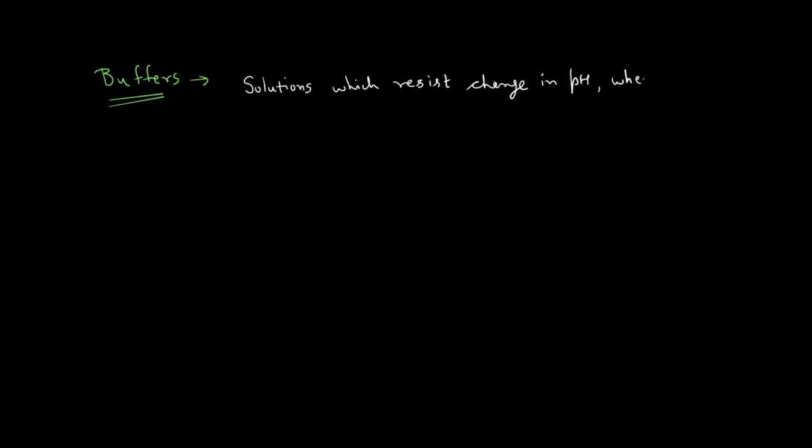So buffers are the solutions which resist change in pH when a small amount of acid or base is added to them. You should note that we are adding a small amount of acid or base, then the solution will resist the change in the pH. But if we add a large amount of acid and base, then they cannot resist the change in pH. They cannot keep the pH same.